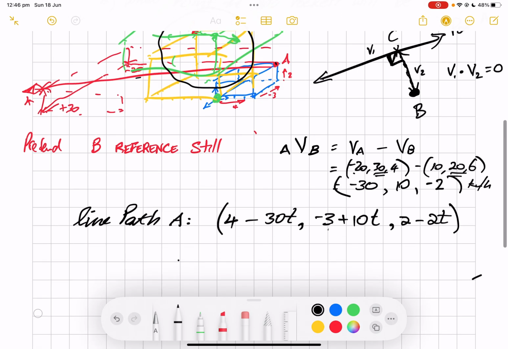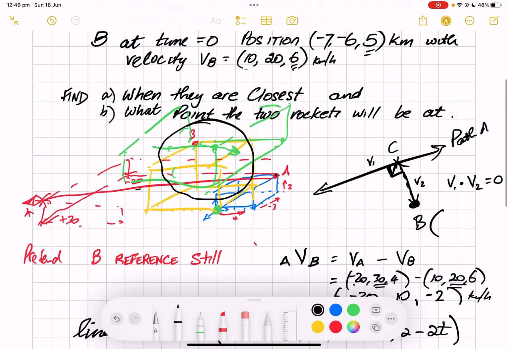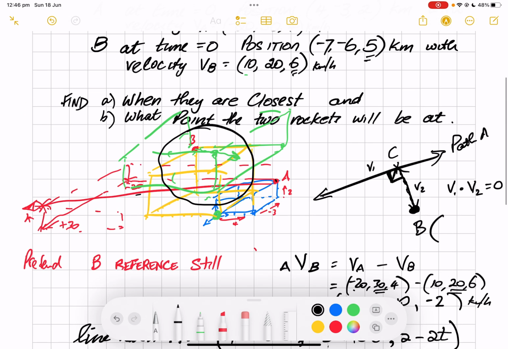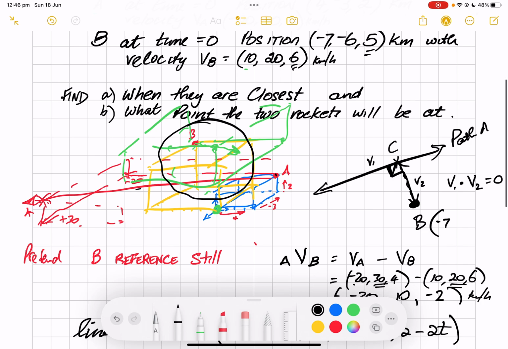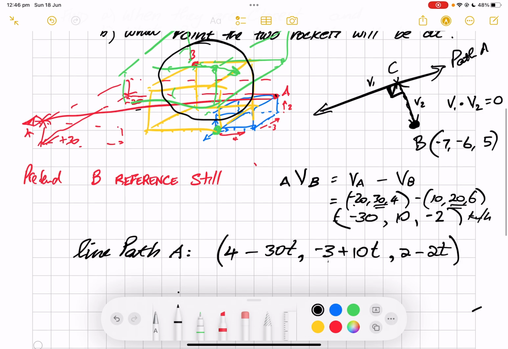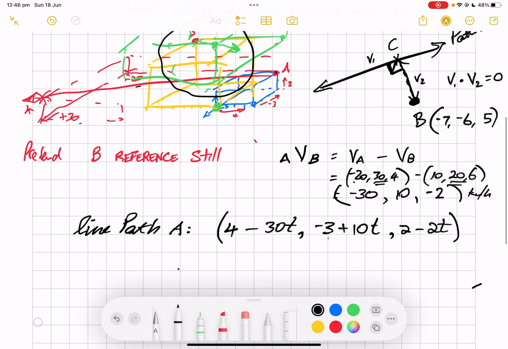And so we're going to take B, which is at negative 7, negative 6, 5. So let's take that point C. At some point in time, C is along that path, and at a particular time, that's point C.